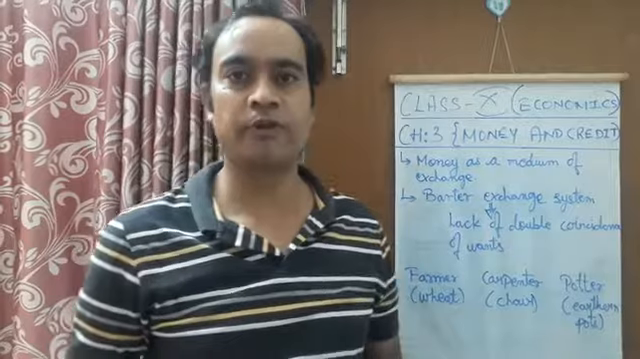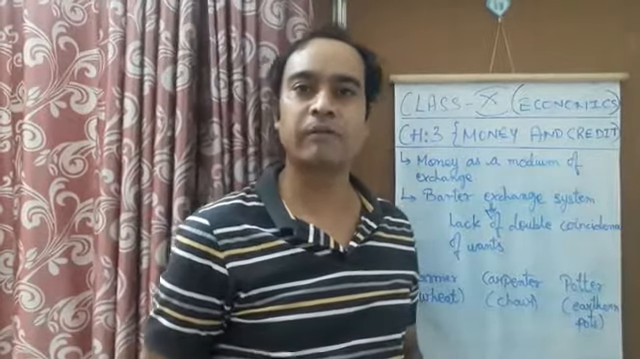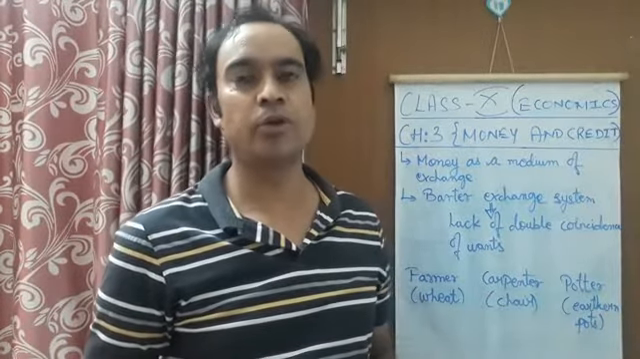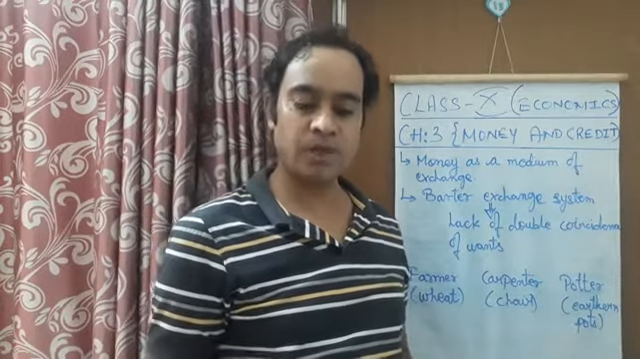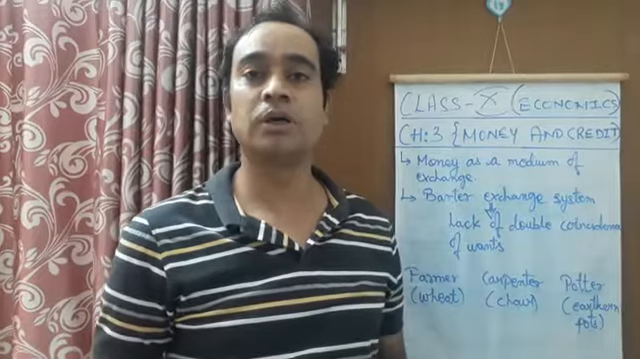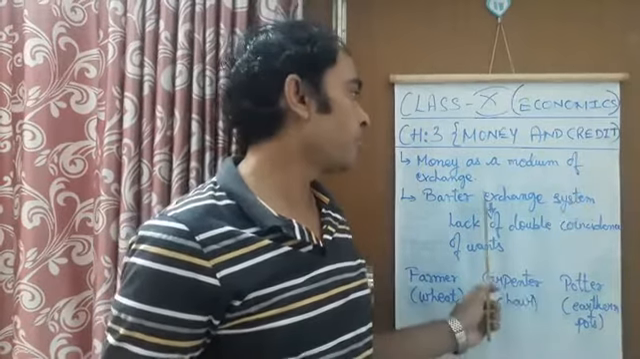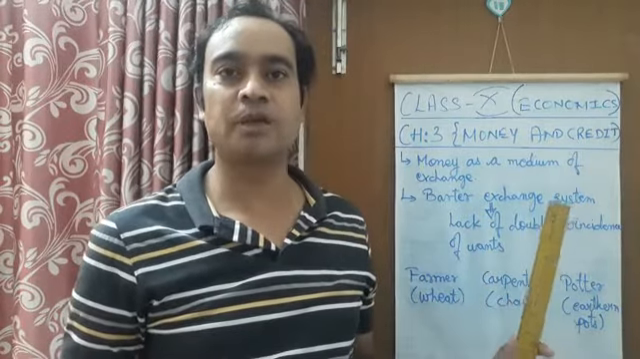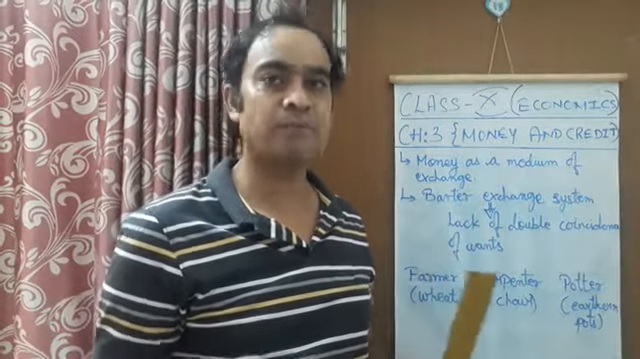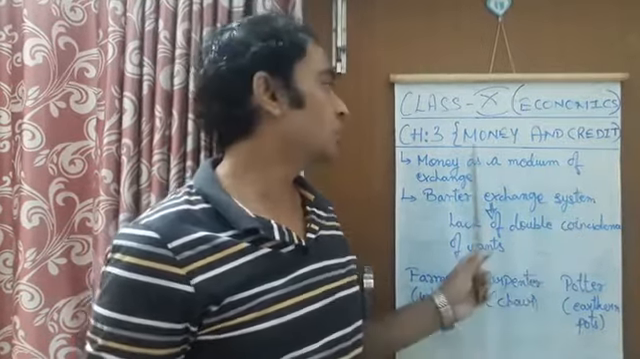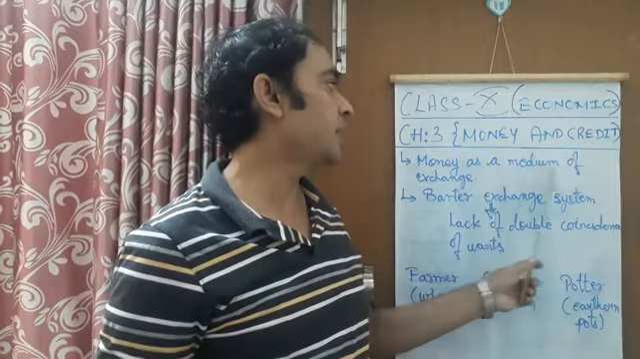This is chapter 3 of economics, Understanding Economic Development book, and we are going to start this chapter from the beginning. I am going to read from the first page of this chapter. According to the first page, one heading is written in your NCERT books. I'll read it from there. The heading is: money as a medium of exchange.